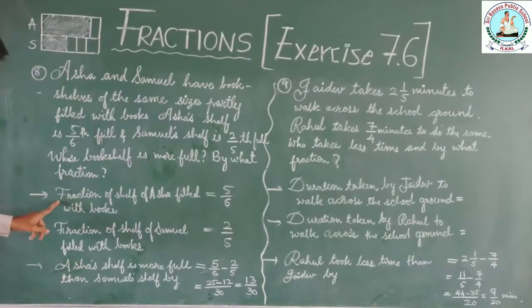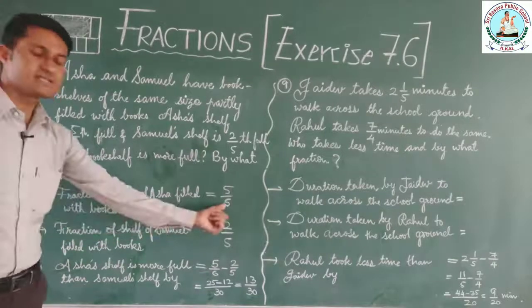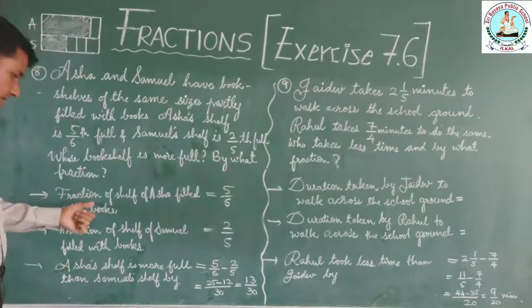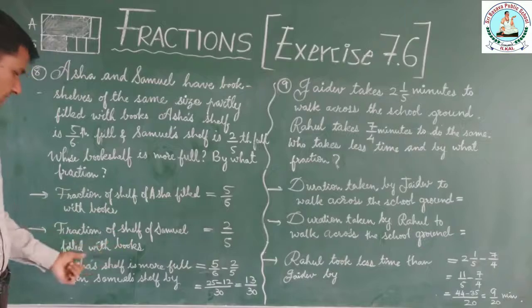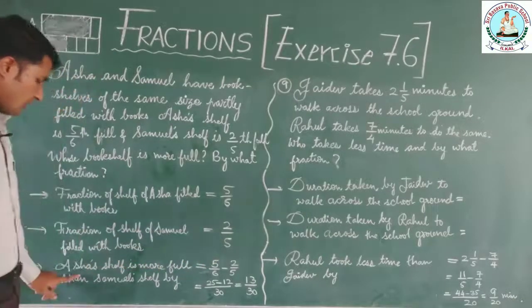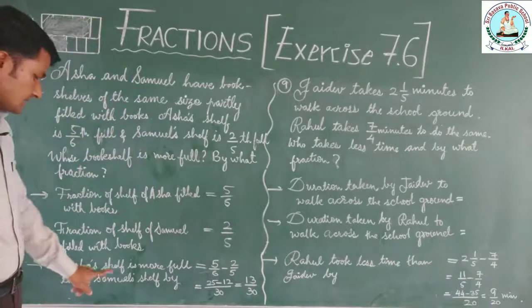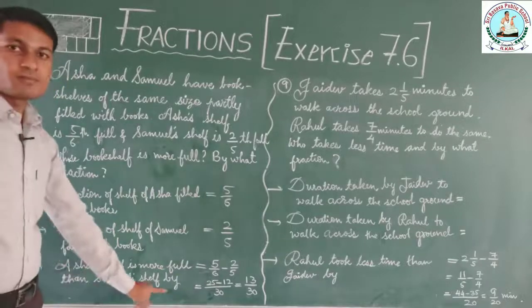So first sentence would be fraction of shelf of Asha's filled with books. So this is the fraction of shelf which is filled with books, that is Asha's, and fraction of shelf which is filled with books, that is of Samuel, that is 2/5. And obviously by looking at this fraction picture, we can easily notice that Asha's shelf is more full than Samuel's shelf. By how much?